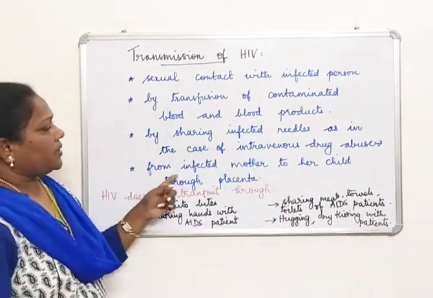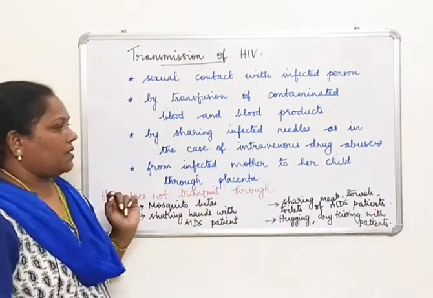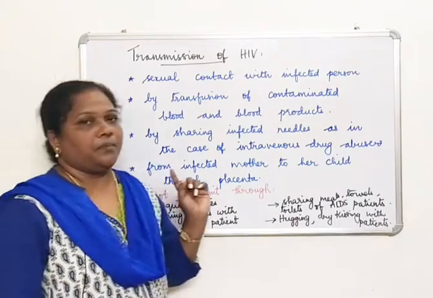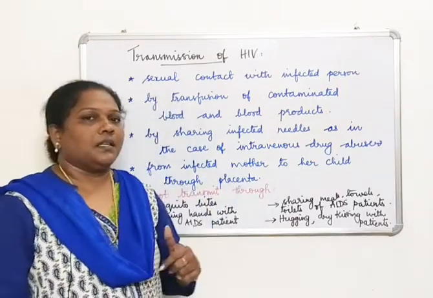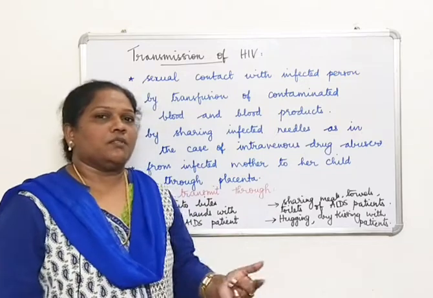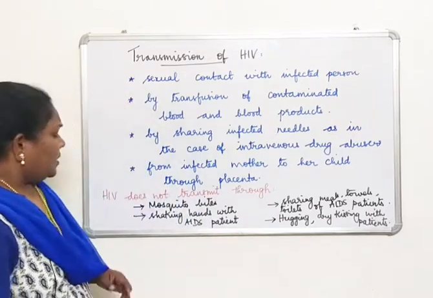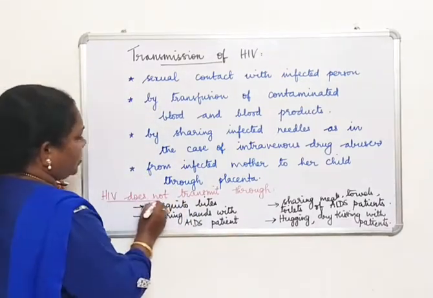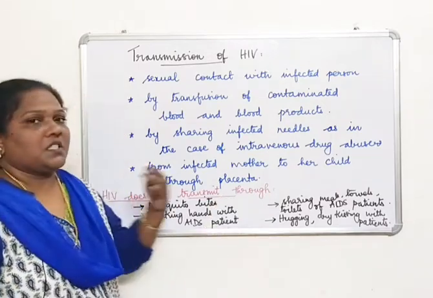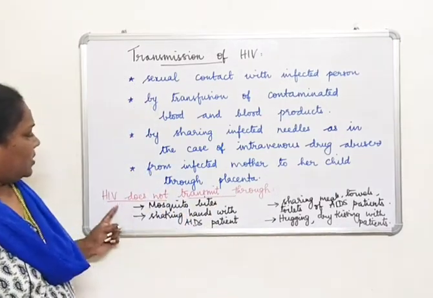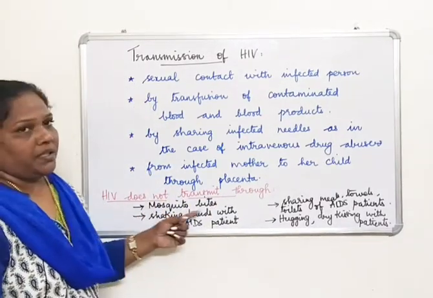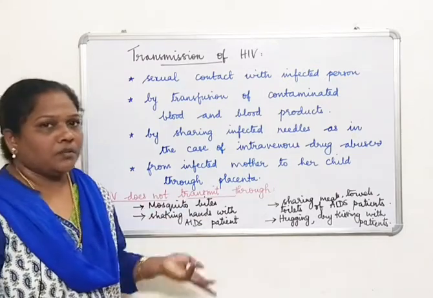Next is from an infected mother to her child through the placenta. If the mother is pregnant, in that case it is transmitted to the child through the placenta. Then, HIV does not transmit through what? What are the ways where it cannot be transmitted? It does not transmit through mosquito bites. It is not a vector-borne disease.